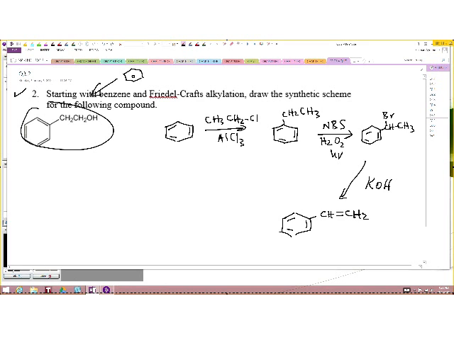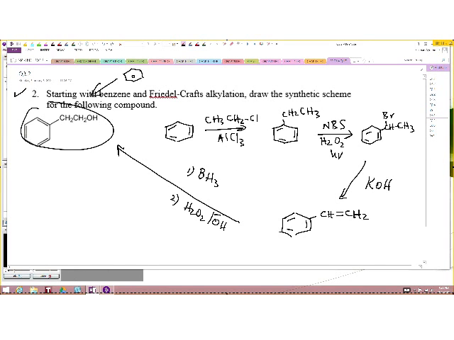Okay, and then what do you use to go from here to here? What reagent do you need? Borane. Okay, that's anti-Markovnikov addition of water. Very good. And then you follow that up with hydrogen peroxide in basic medium.